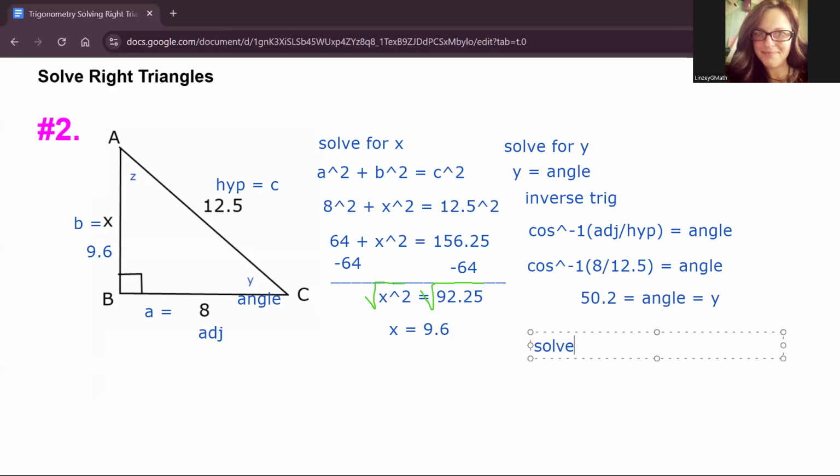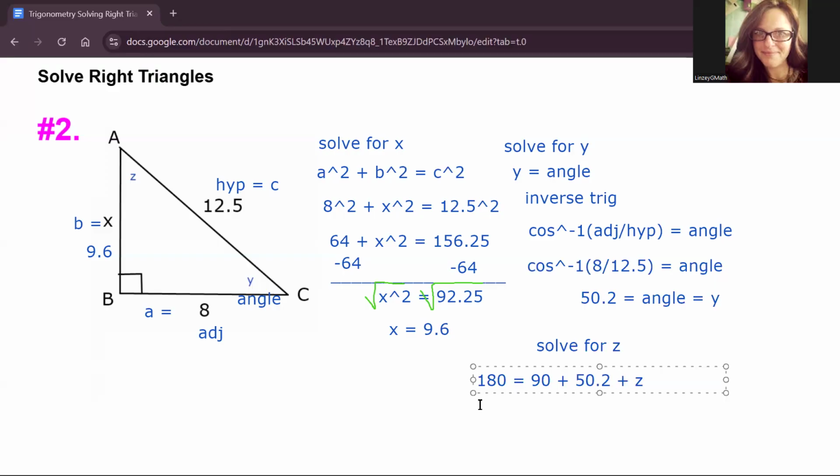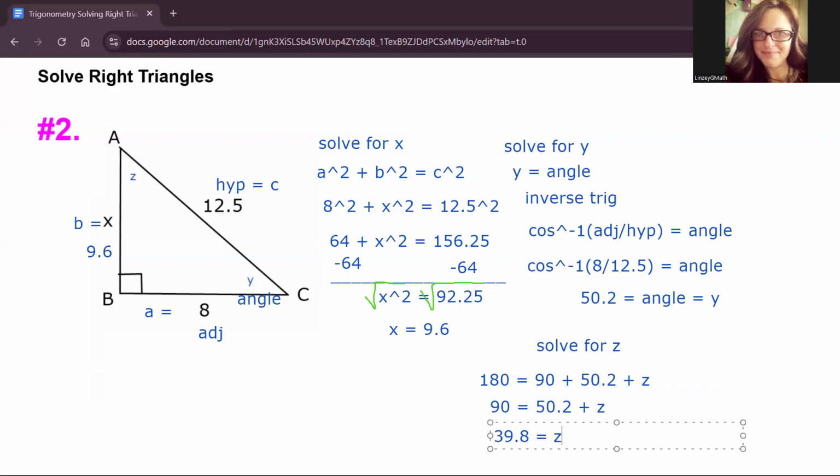And now let's solve for z. Angles in triangles add up to 180 degrees. We've got the 90-degree angle plus angle y, 50.2 degrees, plus z. And we'll subtract 90 and then subtract 50.2. 90 minus 50.2, we get 39.8 degrees for z.